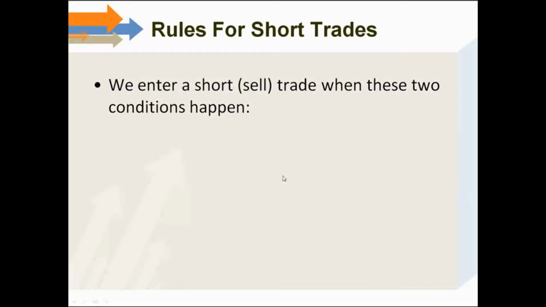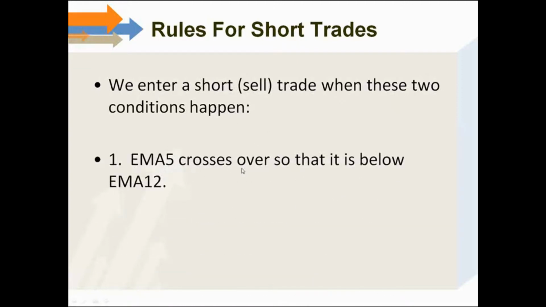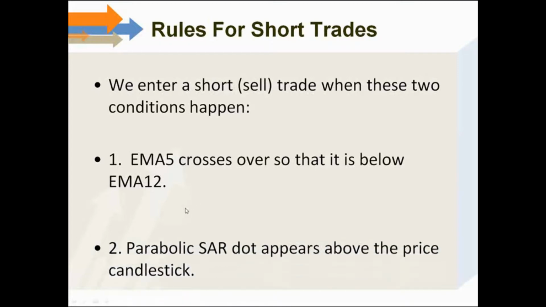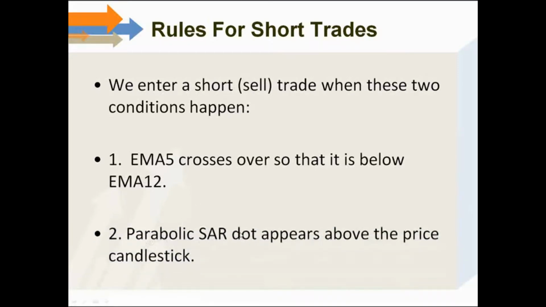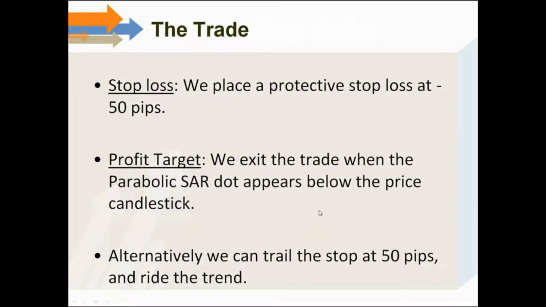First of all, we enter a short sell trade. That's a sell trade when these two conditions happen. The EMA 5 crosses over so that it is below the EMA 12. So on your charts, that's the blue line crossing below the green line. And the parabolic SAR dot appears above the price candlestick at the same time that this happens. And we're going to look at this and the charts in just a second and give you some real examples.